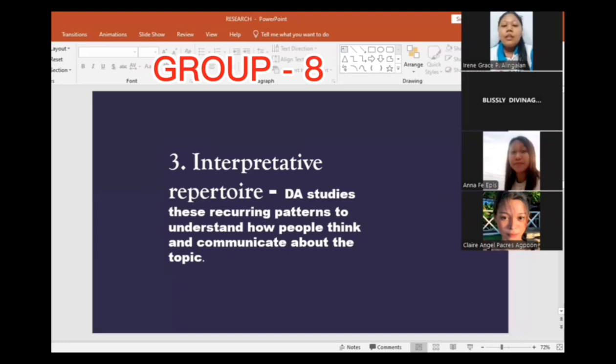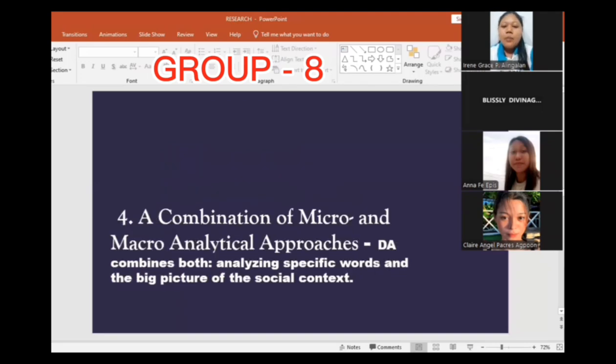What is the implication of interpretative repertoire for discourse analysis? Discourse analysis uses the analysis of repertoire as a key tool. By identifying the recurring patterns in language, researchers can gain insights into the underlying beliefs, values, or social processes that shape communication. And we have here the last one, a combination of micro and macro analytical approaches. Discourse analysis combines both analyzing specific words and the big picture of the social context.